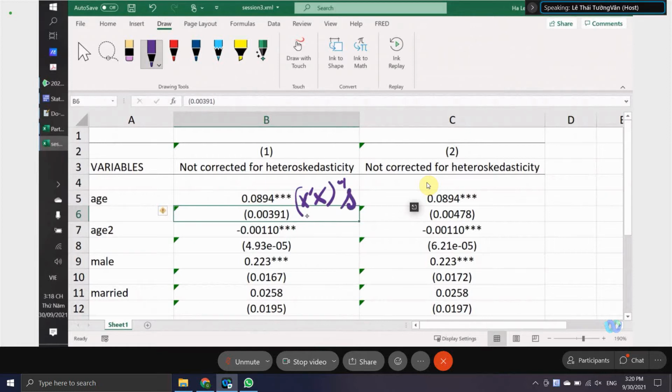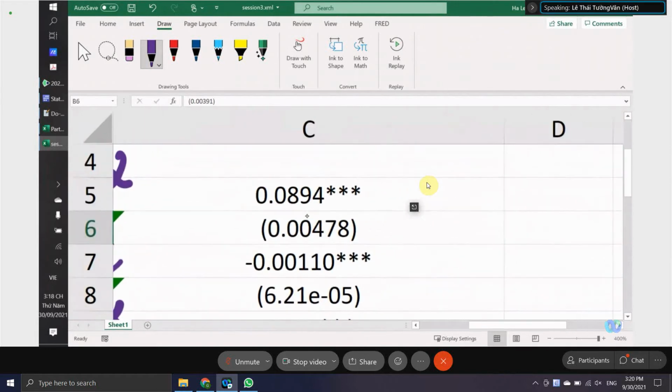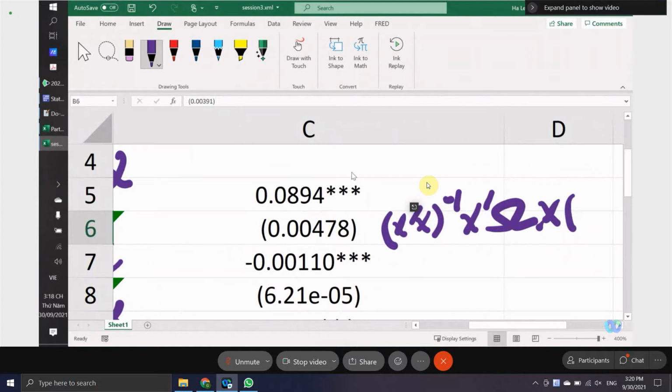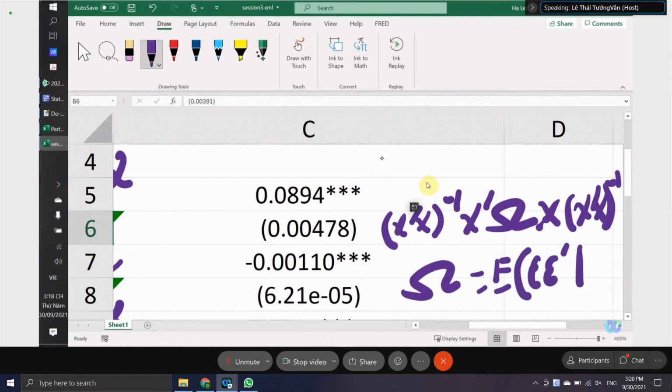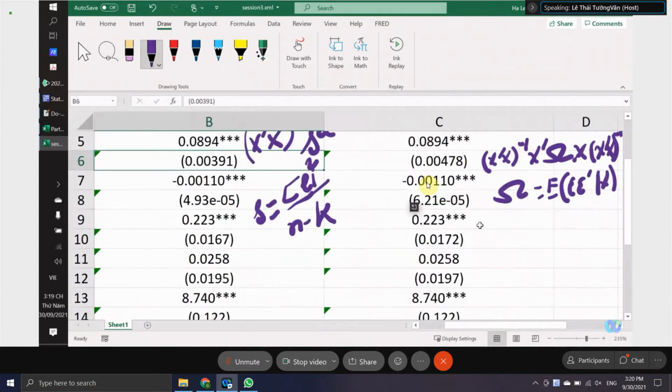Actually, s square, and s here is equal to the summation of ei square divided by n minus k. This one is computed by using the model (X'X)^-1 X' omega X (X'X)^-1. Omega is the expectation of epsilon epsilon prime given X. This is the heteroscedasticity corrected variance and covariance matrix.